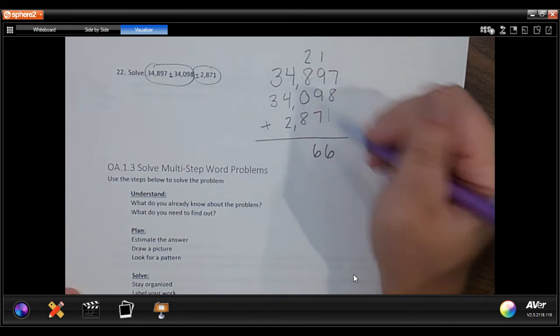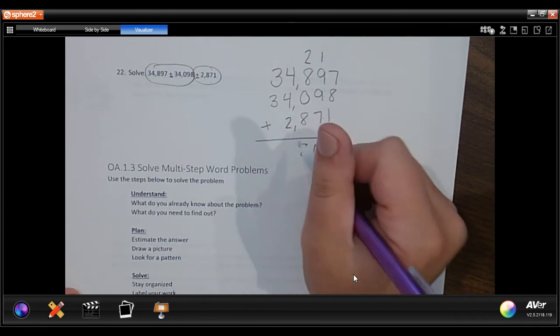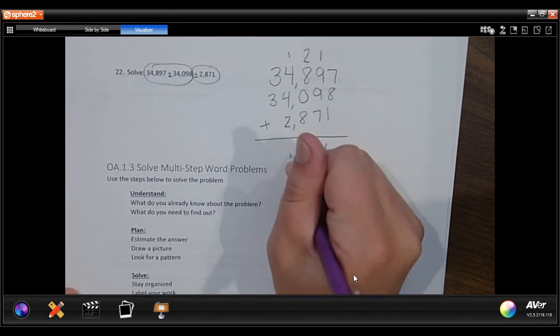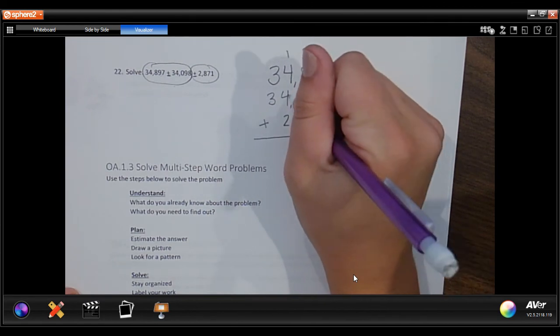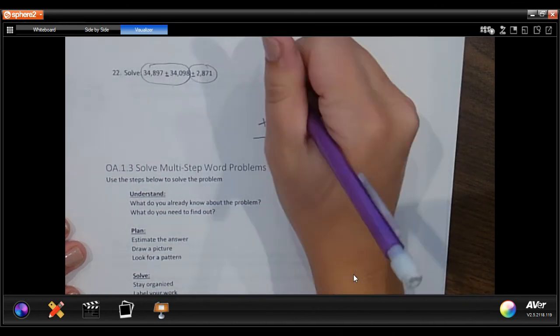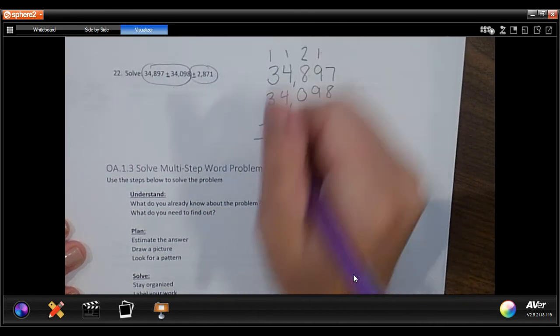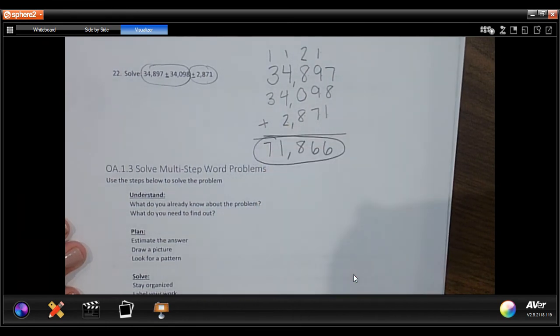2 plus 8 is 10. Plus 8 more is 18. Plus 0 is still 18. Carry the 1. 4 plus 4 is 8. Plus 2 more is 10. Plus 1 more is 11. 3 plus 3 is 6. Plus 1 more is 7. So my answer is 71,886.